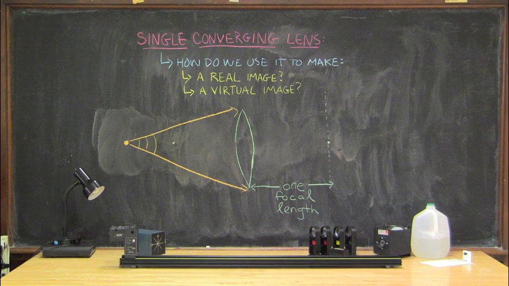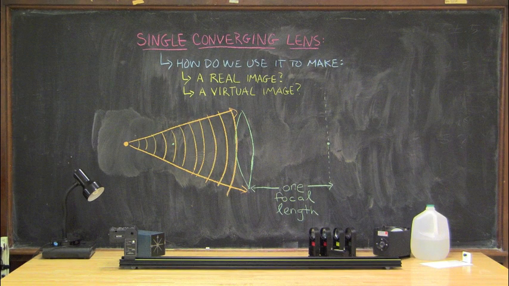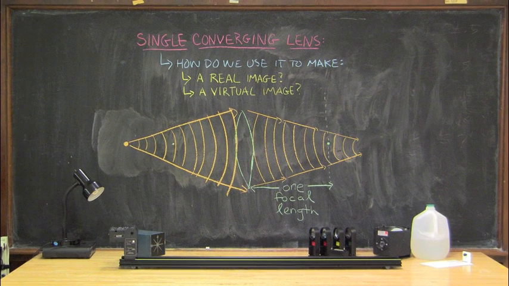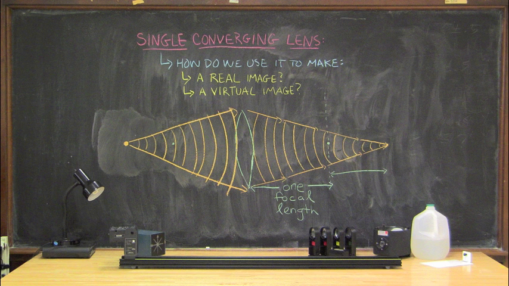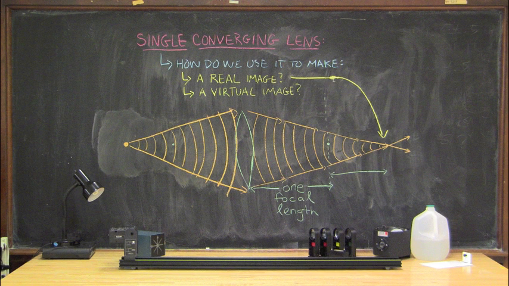If our object is closer to the lens, then the rays of light from the object are diverging more at the lens than they were when the object was at infinity. The lens bends the light, and the rays focus farther away than the focal point. We've still got a real image, since the rays really do intersect.